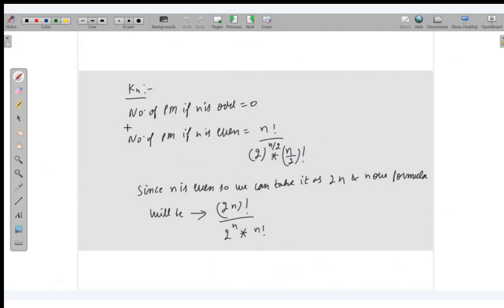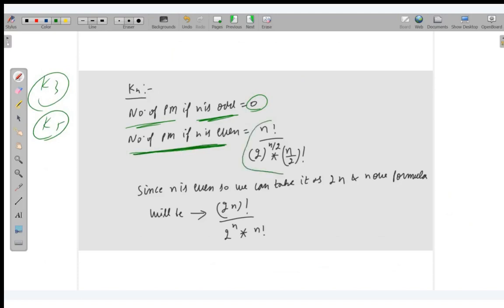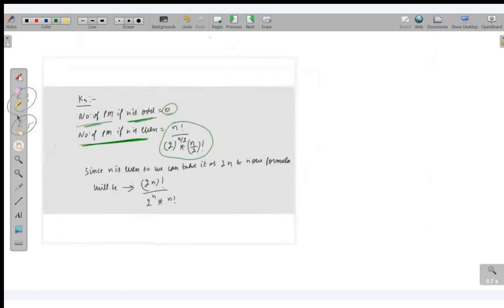Okay, next Kn. So the number of perfect matching if n is odd is 0, that is for sure. If you take K3, K5, it will be 0. But if n is even, for that we have this formula. So how have we got this formula? We have used UOP, unordered partition.